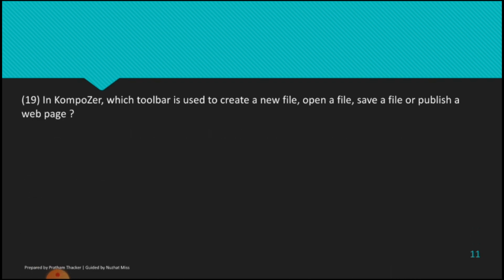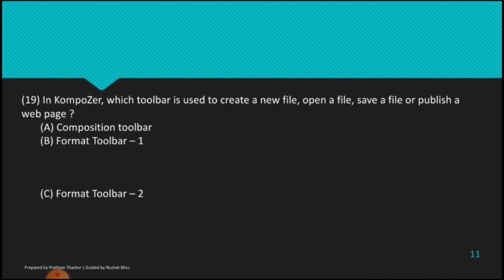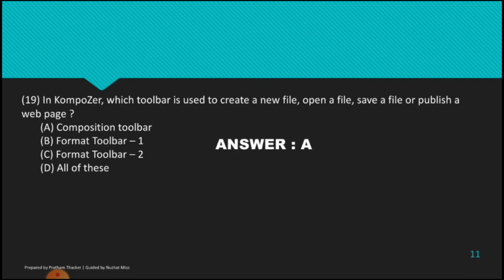Question number 19. In Composer, which toolbar is used to create a new file, open a file, save a file, or publish a web page? Option A Composition toolbar, option B Format toolbar 1, option C Format toolbar 2, or option D all of this. Answer is option A Composition toolbar. Here all of this is to confuse you.